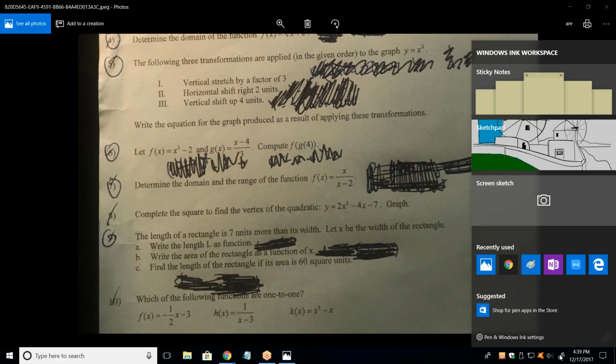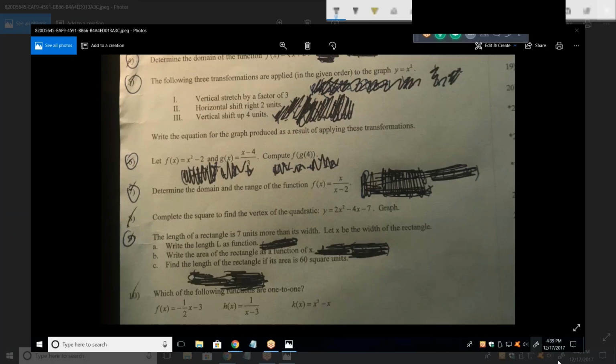Do you use Windows 10? Yes. Do you use this Windows Ink Space ever? No. Mine's been acting funny lately. That comes with Windows 10. Yeah, it's been really hit and miss as to whether it works. And then I'm noticing a little bit of a delay as I do it.